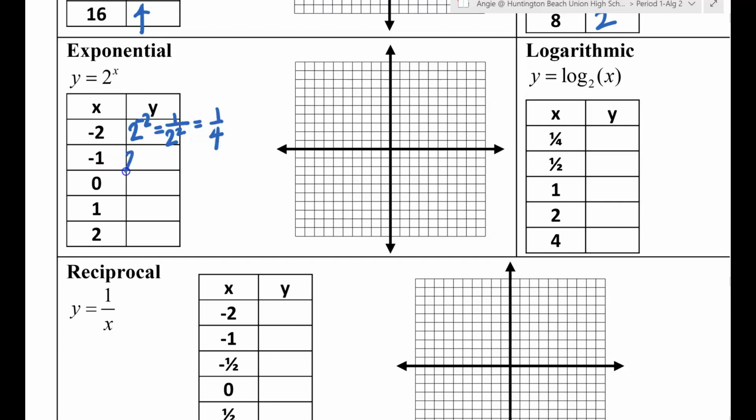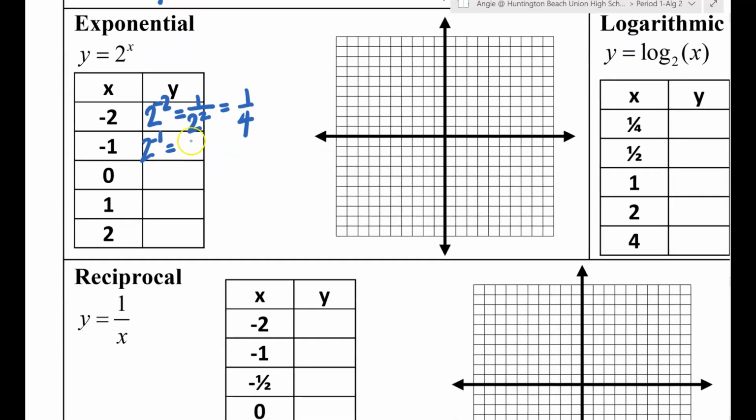Okay, and then 2 to the negative 1, again, that's the same thing as making this a positive exponent. We are going to write it in the bottom, so that's going to be 1/2. 2 to the 0, any number to the 0 is always 1. 2 to the 1 is 2. 2 squared is now 4.